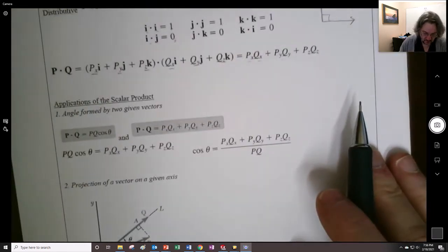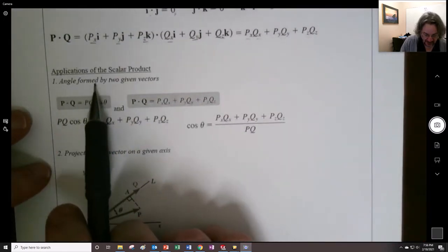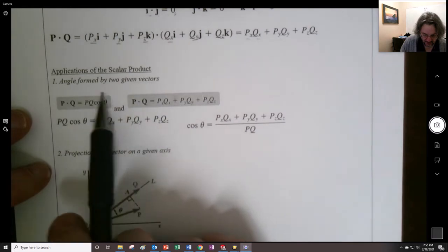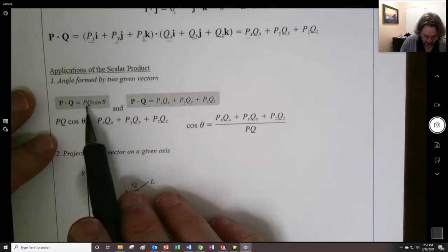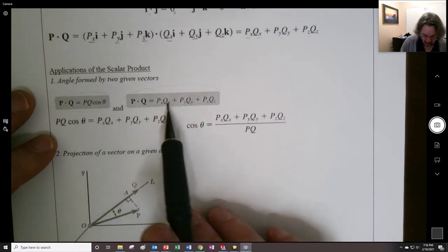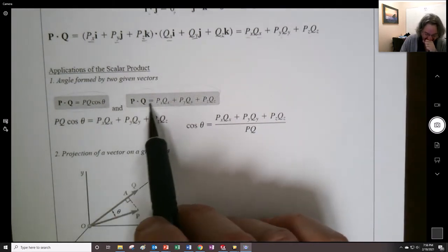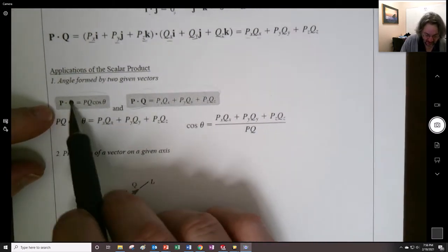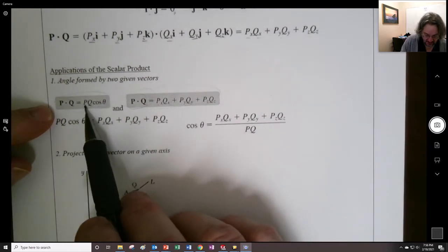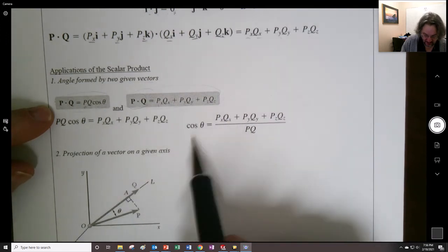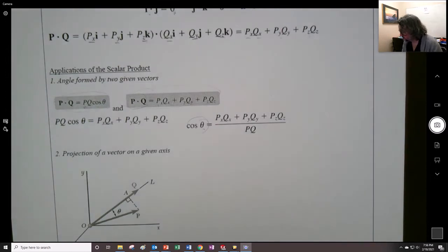One of the applications of this is that we could find the angle formed between two given vectors using both of these properties. If you know all the P's and Q's, you can get this and equate it to this, and you could take the overall magnitudes, these are the big magnitudes, and the individual component magnitudes, and you're able to find what theta is going to be. So that's a pretty useful trait.